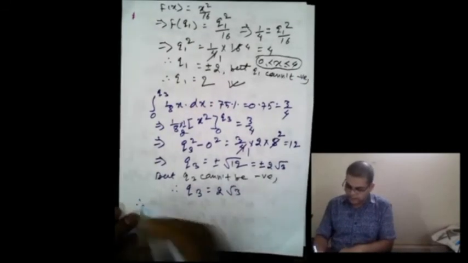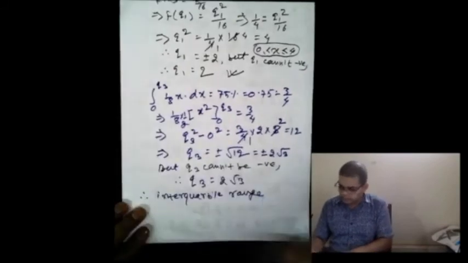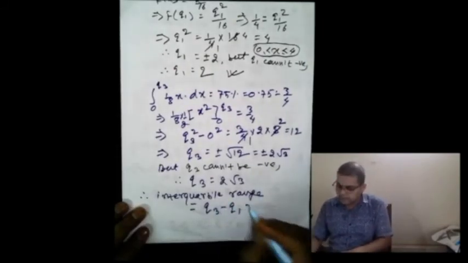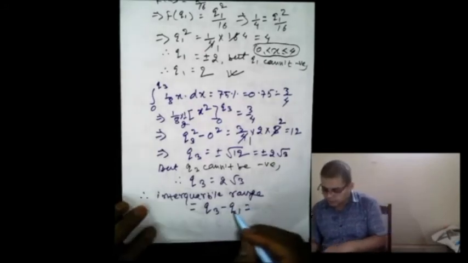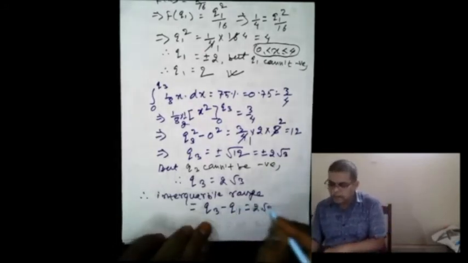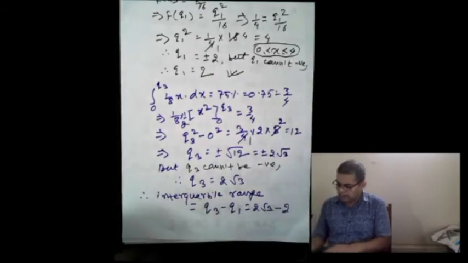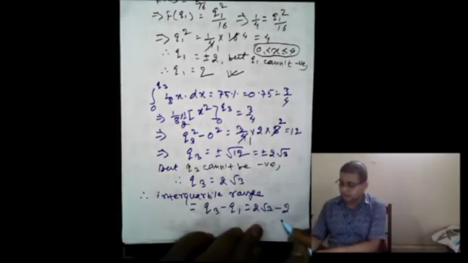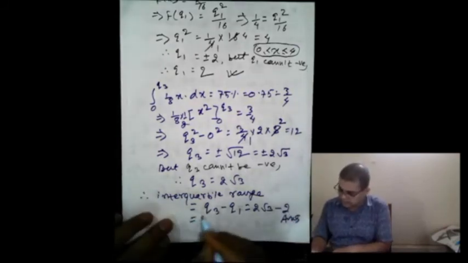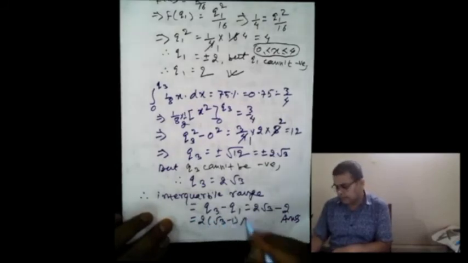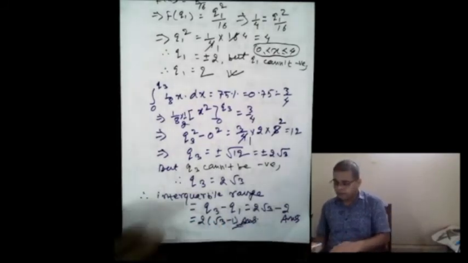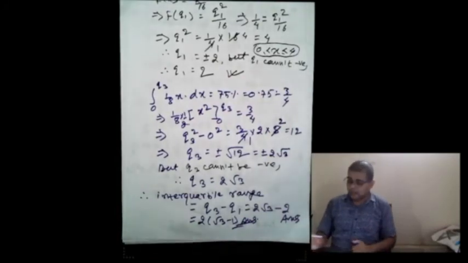Therefore, for your interquartile range, you know that the interquartile range is Q3 minus Q1. Then write down the Q3 value, which is 2 root 3, minus 2. If you would like the exact answer, you can just leave it as it is, that will work, or you can simplify it: taking 2 out as common, it is 2 times (root 3 minus 1). So you can express your answer like this also, if you would like to express it in exact form.